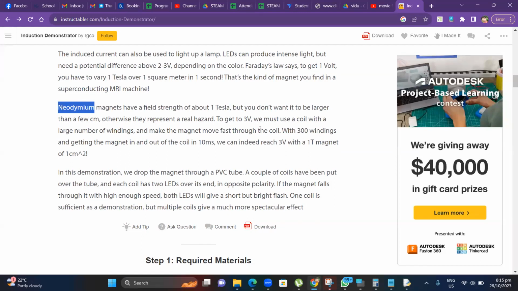To get 3 volts, we must use a coil with a large number of windings. That's why I said, if you want to light up a 3 volt bulb, normally filament bulbs like this take 3 volts. For a 3 volt bulb you need a very large winding, with 300 windings, and get the magnet in and out of the coil in 10 milliseconds, very fast, right? You need to have 300 windings and move the magnet in and out within 10 milliseconds, right? Only then can you get 3 volts.